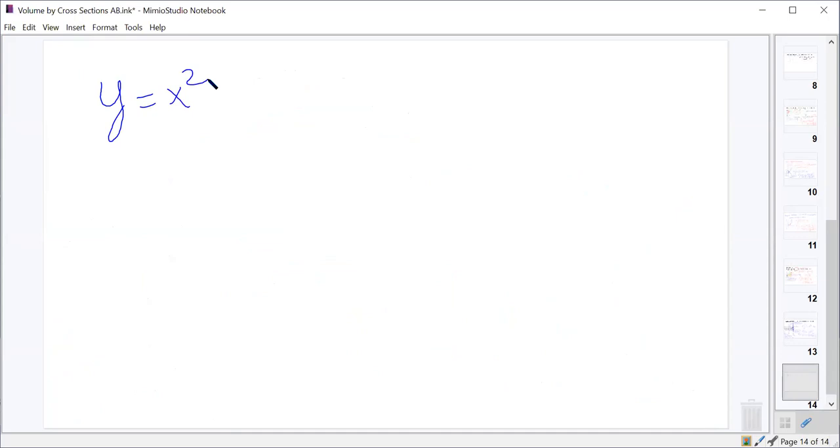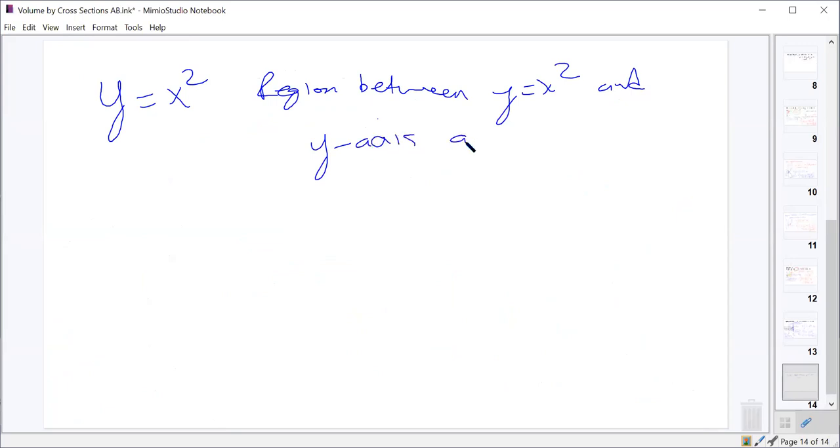And let's take the region between y equals x squared and the y-axis, and we're going to revolve it around the y-axis. Let's say we're going to do y equals x squared and the y-axis, and how about y equals 4? So we'll get an upper bound in this region also.